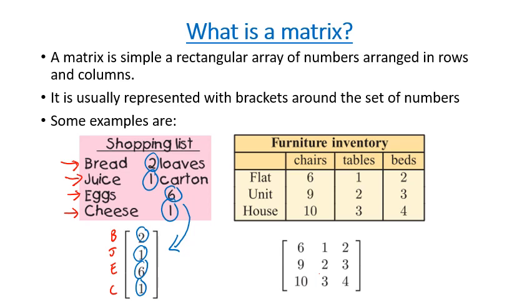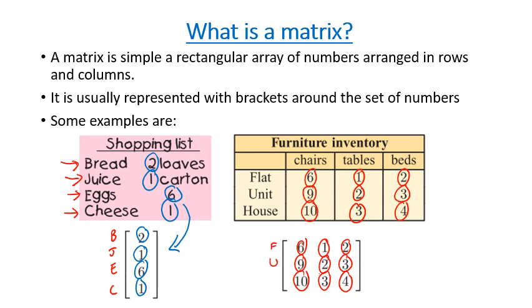And essentially the same in our second example. We're looking at some furniture for flats, units, and houses. And you can see that we've got corresponding numbers on our information and also on our matrix here. Okay, so I'm just circling the corresponding. And if we look at our matrices down the bottom in our second example, you'll see that the top row is all the flats, the middle row is all our units, and the bottom row is all our house furniture.